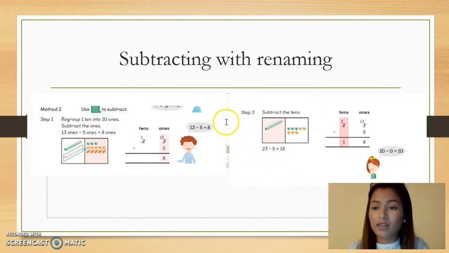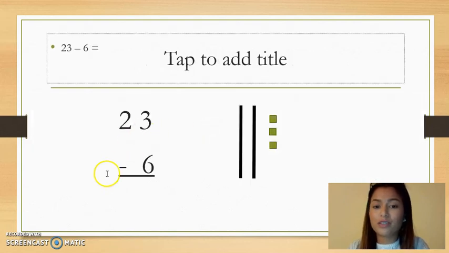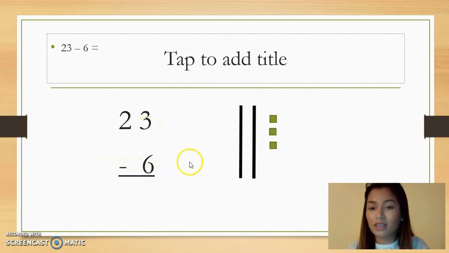When subtracting with renaming, this simply means that there are not enough ones to take away, and we need to rename or regroup from the tens. For example, 23 take away 6. Here we see that 3 take away 6, we cannot do, we cannot take. So we need to break it up.